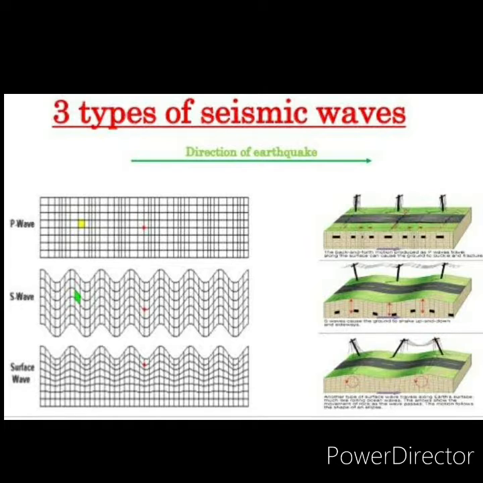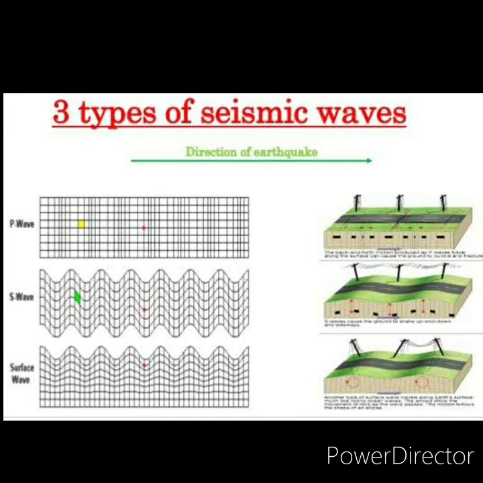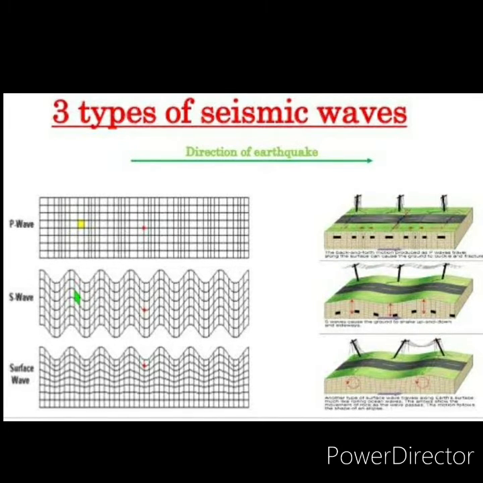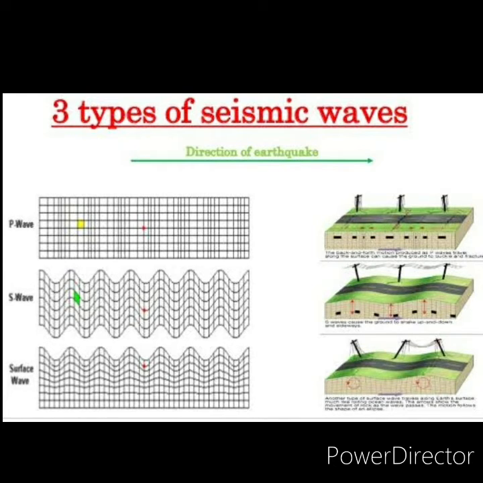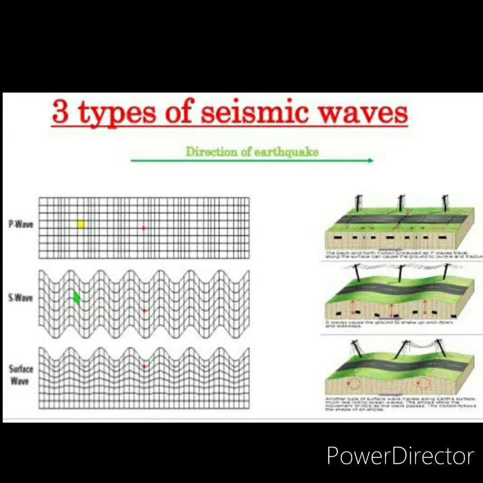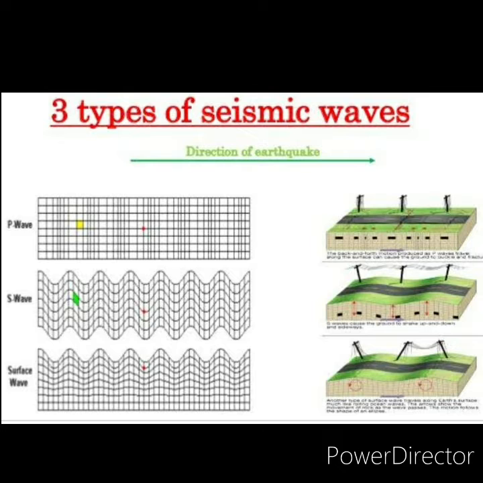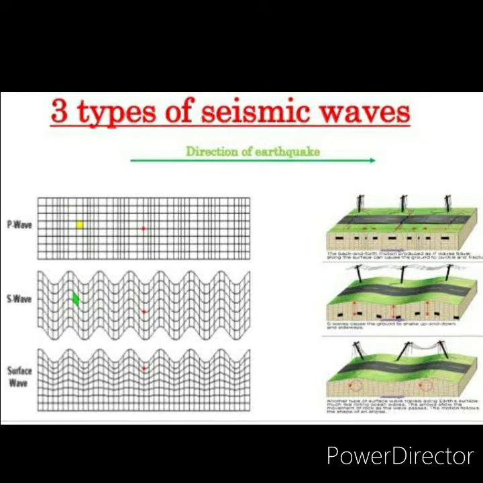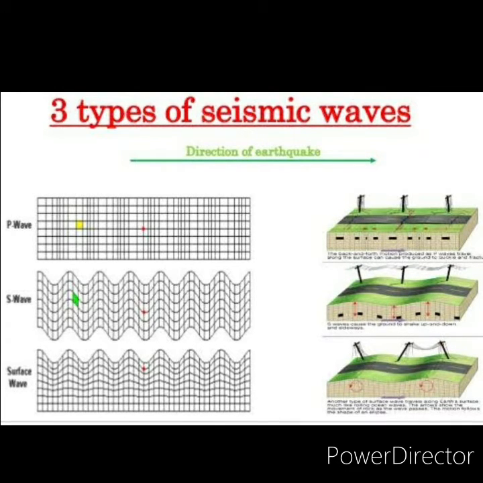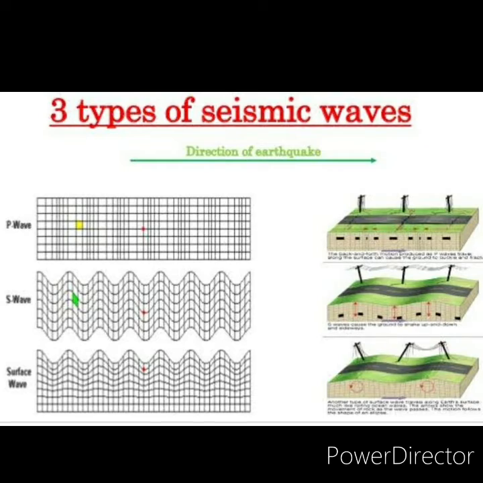Last one is the surface waves or L waves. These are similar to P waves, but they travel primarily along the ground surface. These waves travel comparatively slower and are the most destructive waves. The average velocity of these waves is 1 km per second to 5 km per second.